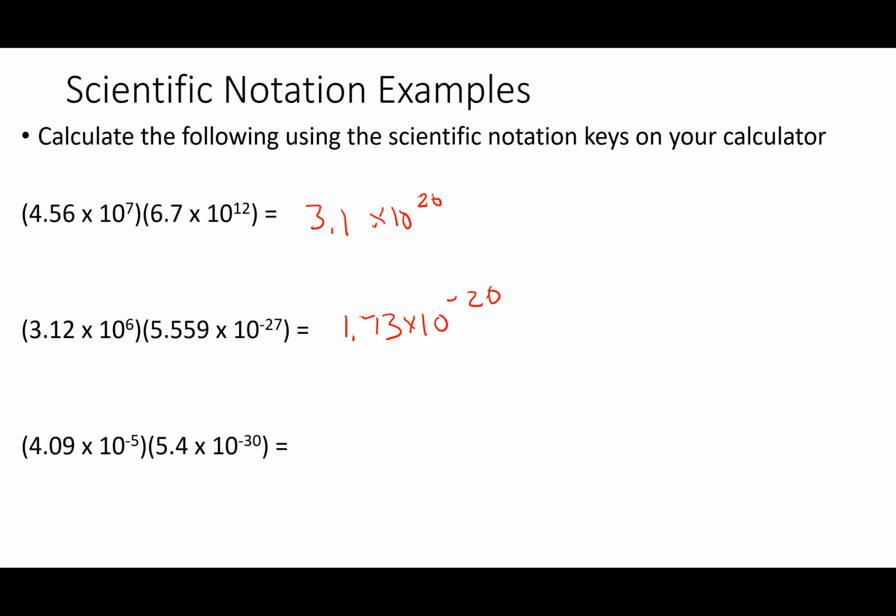And last but not least, to give me 2 sig figs, I got 2.2 times 10 to the negative 34th. So you might want to jot those down. Anybody get all 3 of those? Anybody get 2 of those? Anybody get 1 of those?